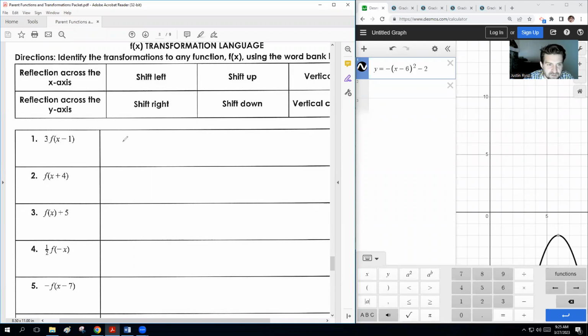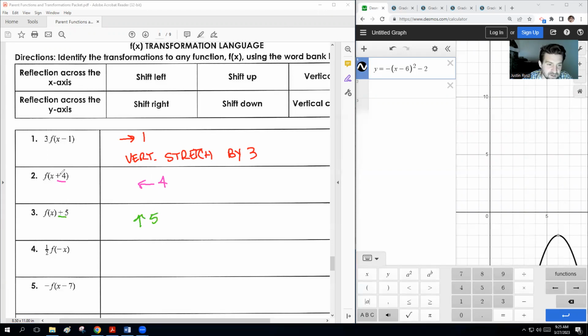We are definitely going to the right 1 and then vertical stretch by 3. All right, next one here. If we add 4, that's the only thing changing here. If we add 4, that goes to the left 4. It's on the inside. Next one, okay, if we add 5 on the outside, it's going to go up 5.